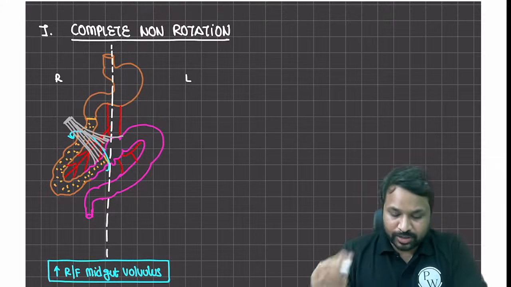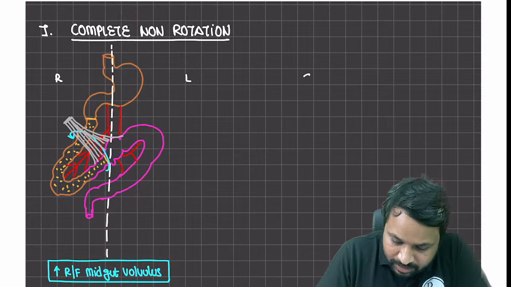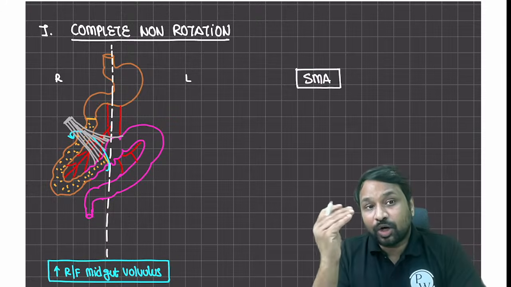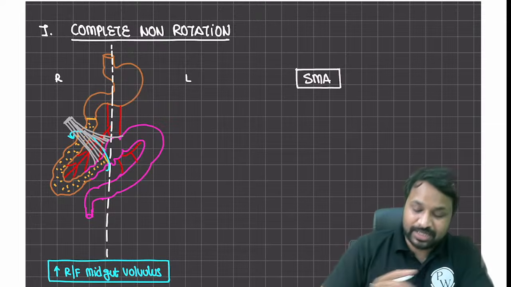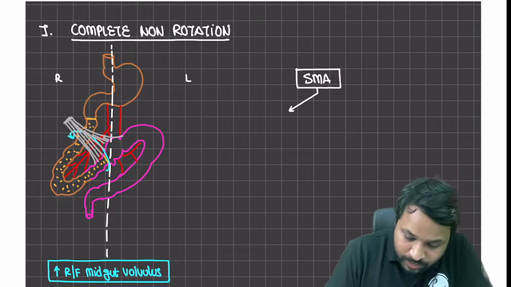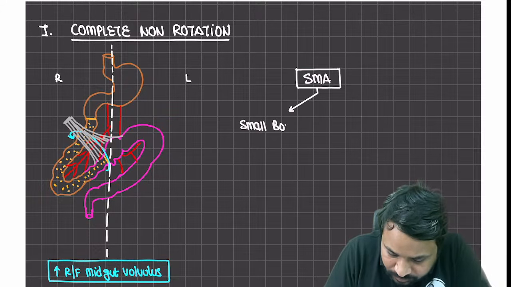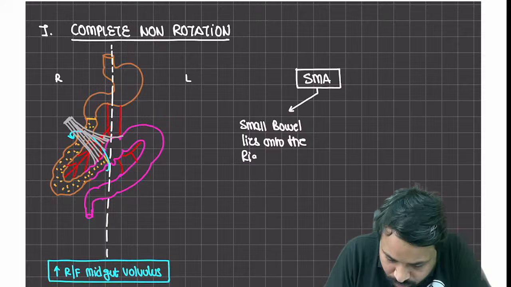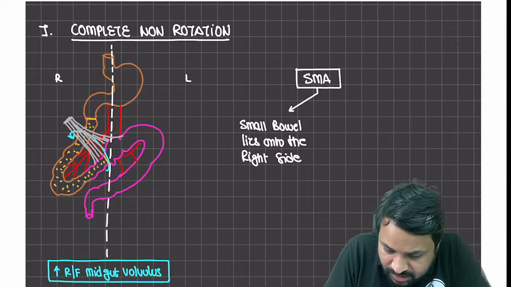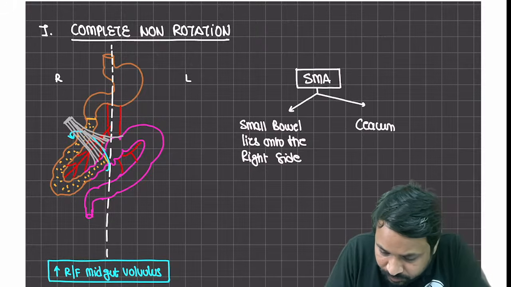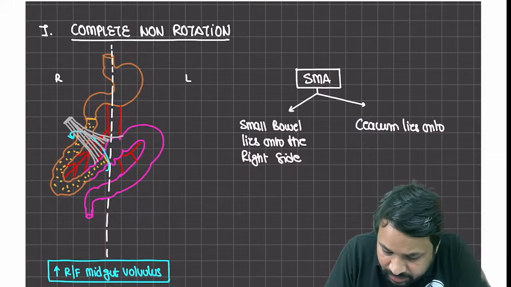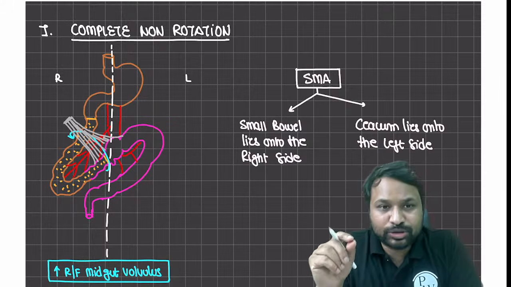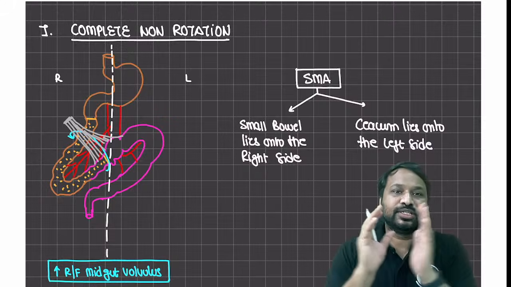Now, how do you know it's a complete non-rotation? For a complete non-rotation, I will look at the superior mesenteric artery. Now, what was the normal orientation? The small bowel should have been on the left side and the cecum should have been on the right side. But here, with respect to the superior mesenteric artery, you will see the small bowel lies onto the right side, whereas the cecum lies onto the left side. This itself is the most important criteria to tell you that the patient is having complete non-rotation.